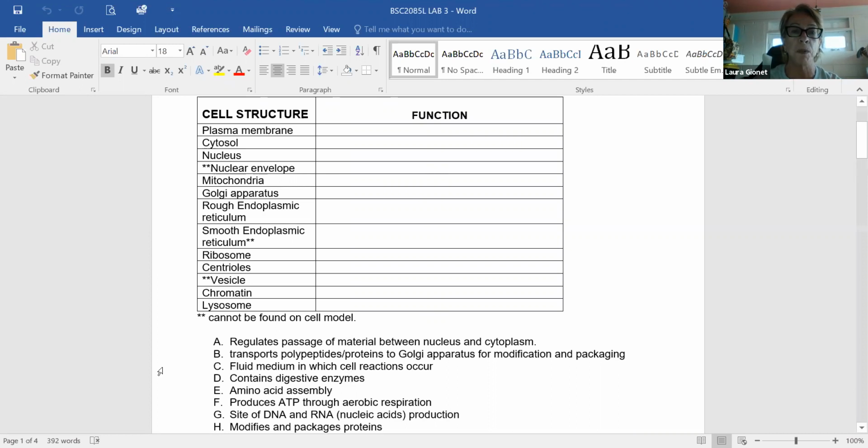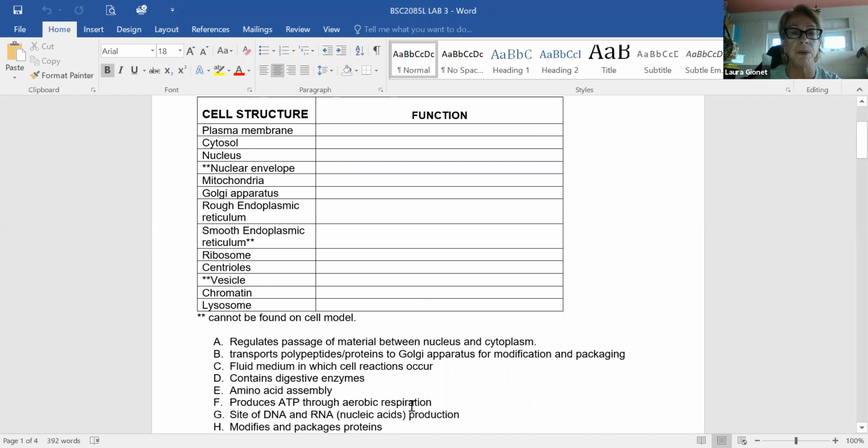All right, B, transports polypeptide proteins to the Golgi apparatus for modification and packaging. That would be the rough endoplasmic reticulum here. Now you can put the letters in there, or you can synopsize a little bit more what that function is. Most of these are pretty short. And so that's why we give you this amount of room there for a function. That's about the same size as what the little fill in the blank sheets would be if we were taking our quizzes face to face.